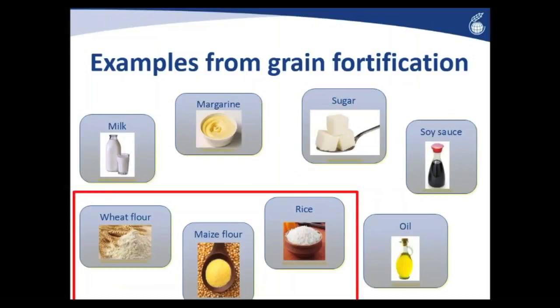Virtually any industrialized processed food can be fortified, such as the foods shown on this slide. Now in this presentation, all of the examples I will give are going to be related to grains: to wheat flour, to maize flour, and to rice. However, the principles of consumption monitoring apply to any fortified food.